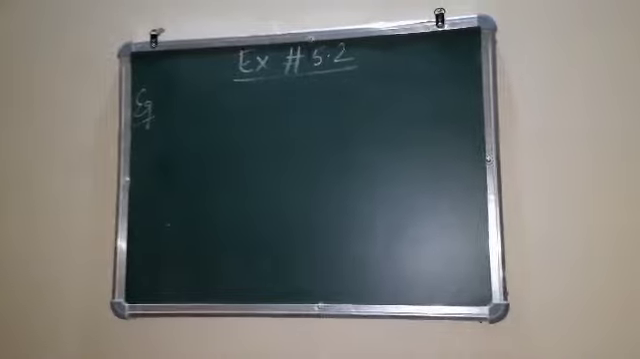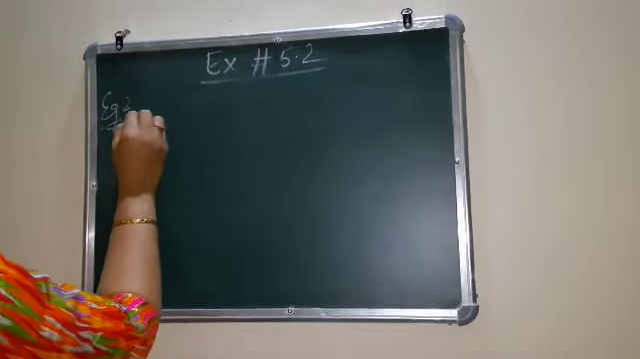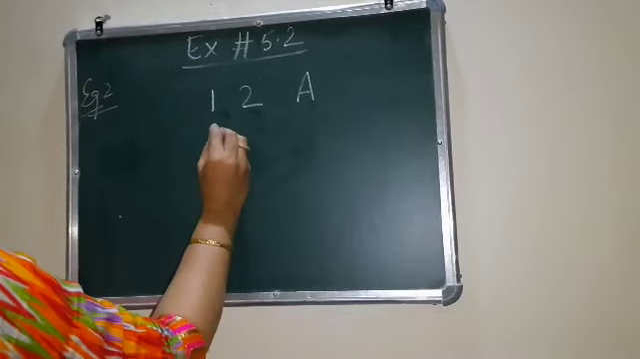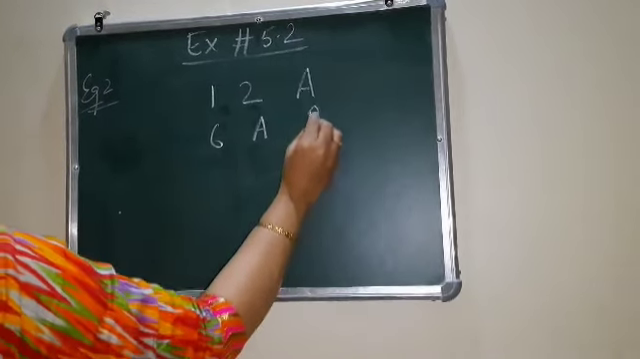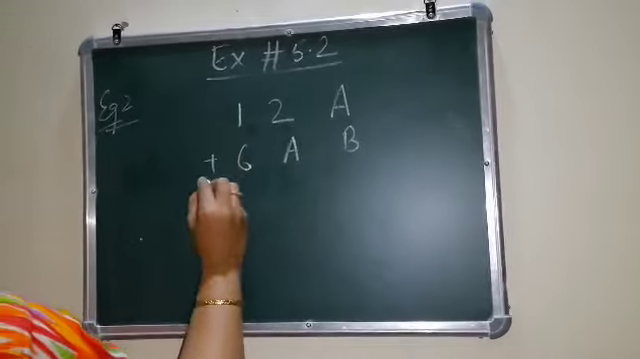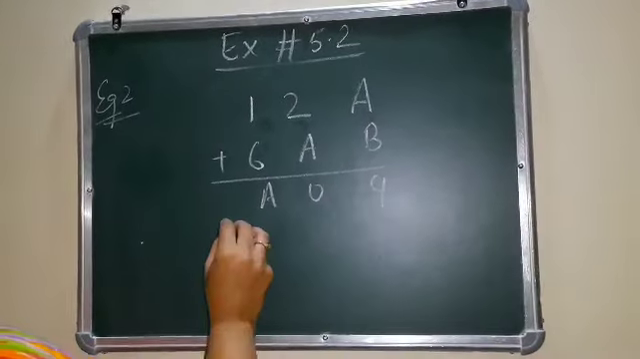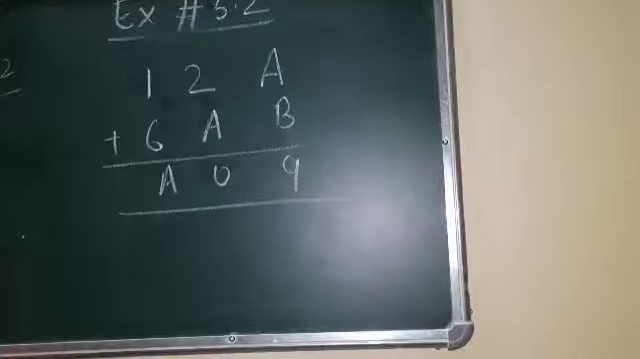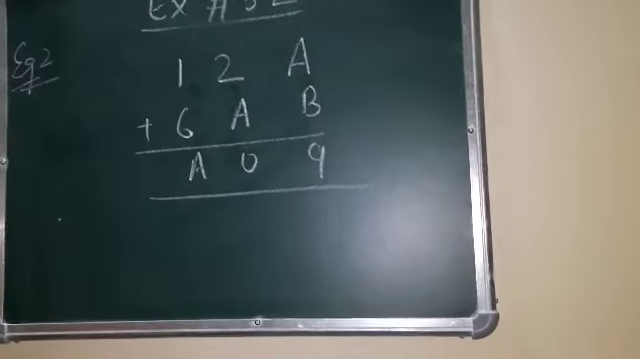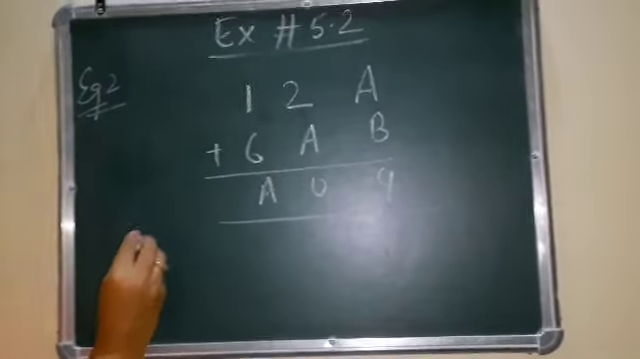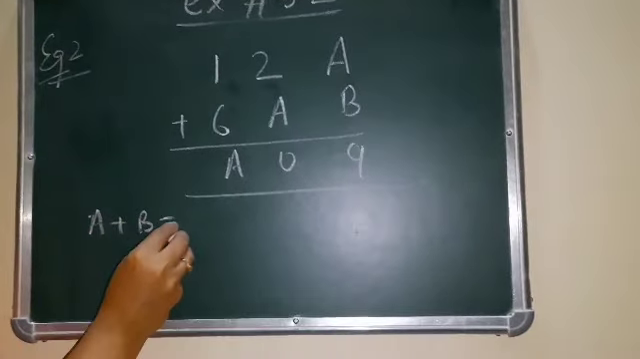Second example. Example number 2 is 1, 2, A and then 6, A, B. When you add, you get the answer A, 0, 9. Now, there are two missing letters, A and B. Now, A plus B is 9. We don't know any of these. A plus B is 9.